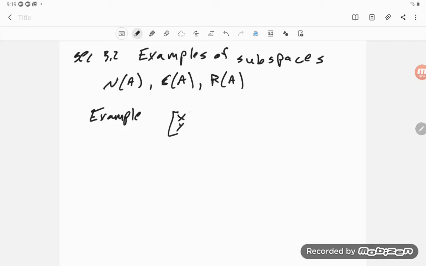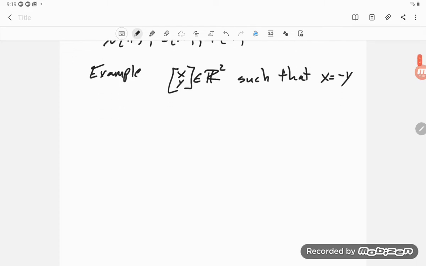If we take (x, y) an element of R2 such that x equals negative y. Okay, well, let's try the zero vector. This is in our subspace S, since 0 is equal to negative 0. So that was easy enough.